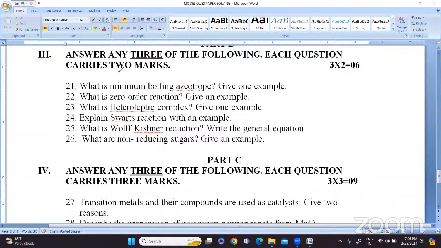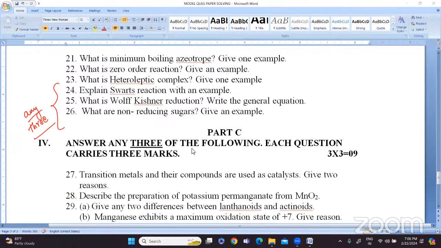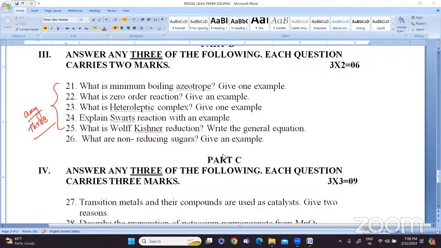So in the 2 marks questions, 6 questions will be given, and out of 6 questions you have to answer any 3. Got it? Next set is part C. Part C is also the same. You'll get 6 questions, and you have to answer any 3. Each question will be for 3 marks.